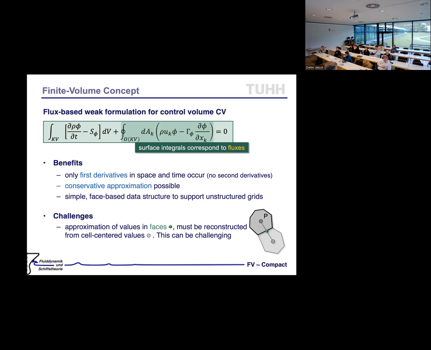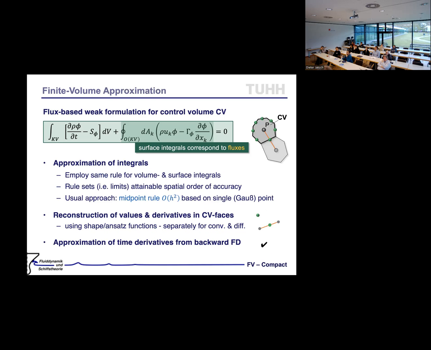Okay, so I've said that. The challenge is if you discretize these surface integrals, you need information somewhere here, which is not where you have the information according to your discretization. And this brings in the funny shape functions, ansatz functions, whatever they're called. Okay, so how do you do this? Actually, you use this midpoint rule for both, for the volume and the surface integral. The midpoint rule says you take the value in the center, you multiply that with your domain size, might be a volume, might be a length, might be a surface, and that's it.